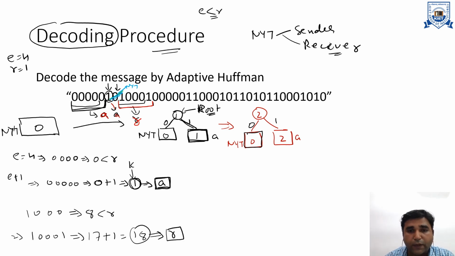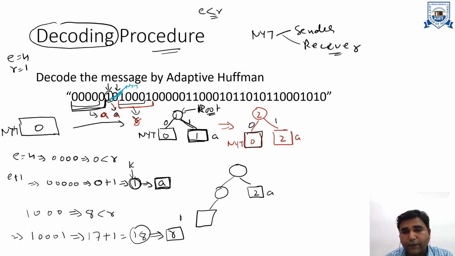Now we have to again update our tree. So our new tree will be like this. This is A with weight 2, and this NYT will be joined on the left hand side. Okay, and this R will be joined on the right hand side, with 1. 0 plus 1 is 1, 1 plus 2 is 3. Now here is 0 1 0 1 0 1.